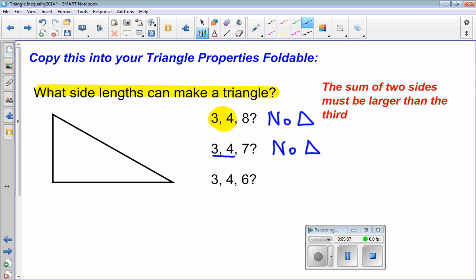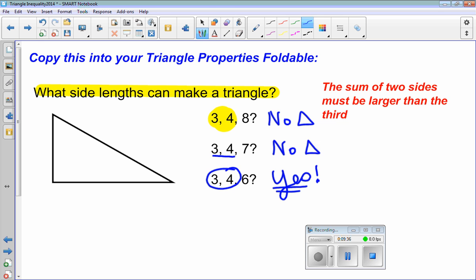What about 3, 4, and 6? Yeah, because the two smaller ones, 3 and 4, add to be a number that's larger than the third side. So yes, finally, this one will make a triangle. Now, we're going to learn eventually what kind of triangle, because I can tell you it'll either be an obtuse triangle, a right triangle, or an acute triangle. And we'll learn exactly how to figure that out in a little while, not today. But they do make a triangle.